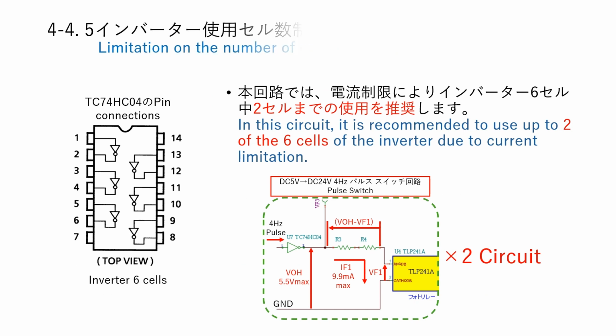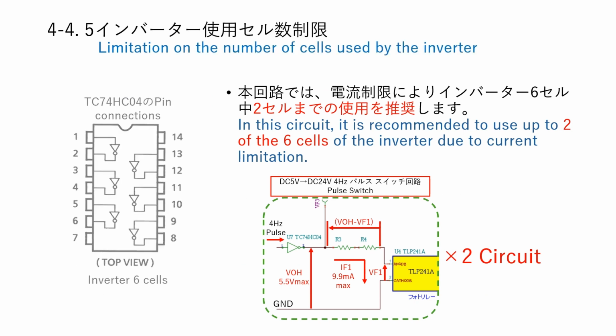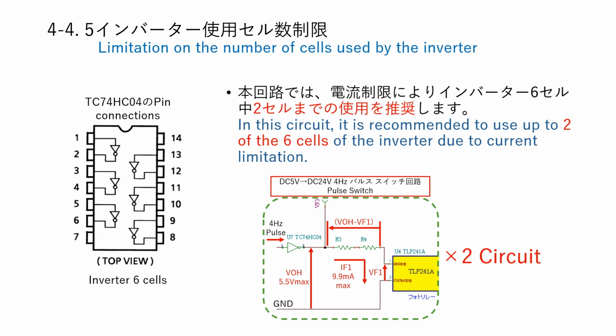4-4.5 limitation on the number of cells used by the inverter. There are 6 cells in the logic IC inverter, but all cells cannot be used in this circuit due to current limitation. In this circuit, it is recommended to use up to 2 of the 6 cells of the inverter due to current limitation. Next, I will explain the reasons for the inverter cell number limit.